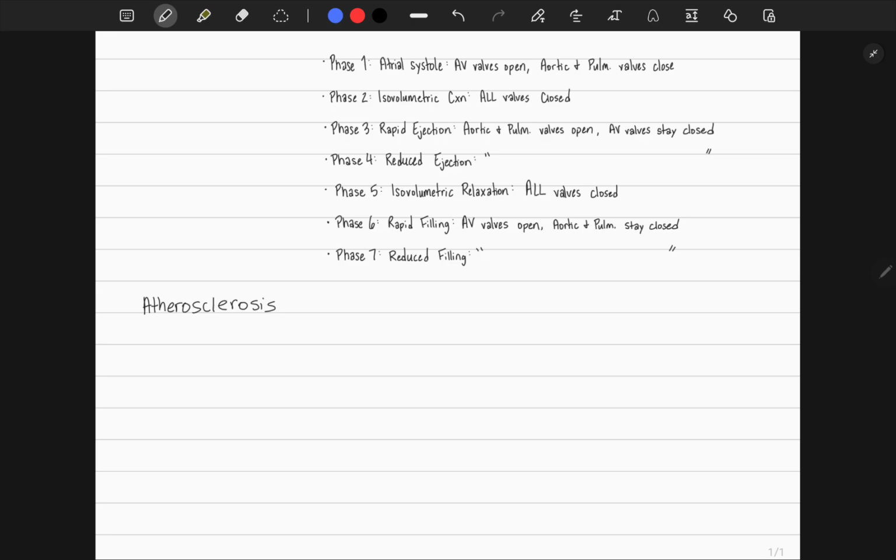What this means is a buildup of plaque within coronary arteries that supply blood to the cardiac muscles of the heart so that it's able to pump. Because the heart in itself is an active muscle. It needs blood supply for itself to work.